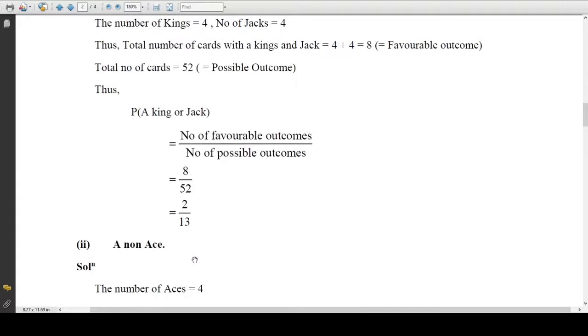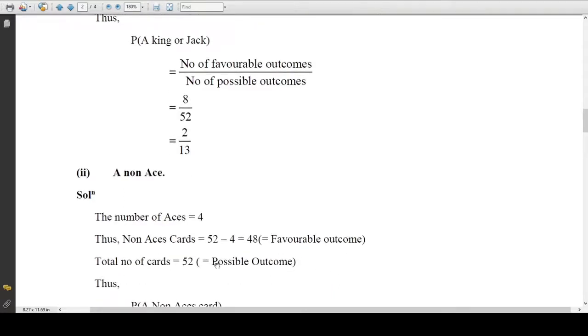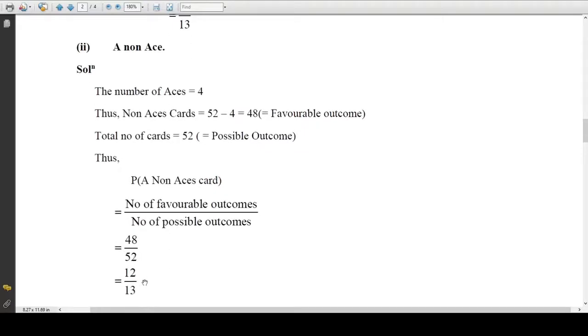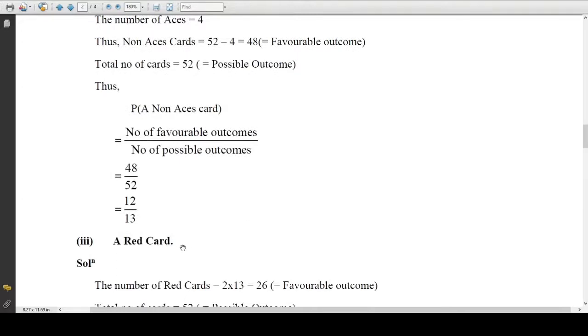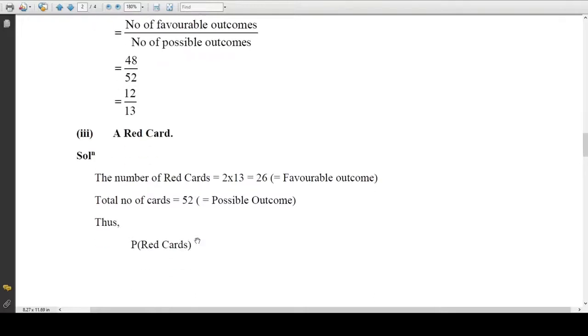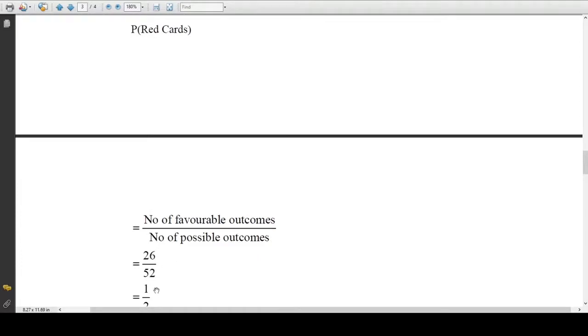Now the second one: a non-ace, you don't need an ace. How many aces are there in total in a deck of cards? 4. If you don't need an ace, that means 52 minus 4, which is 48. This will be our favorable outcome. Hence the probability will be 48 by 52, which is 12 by 13. And the next is a red card. How many red cards are there? 26, that is for sure. Therefore the probability will be 26 by 52, which is 1 by 2.